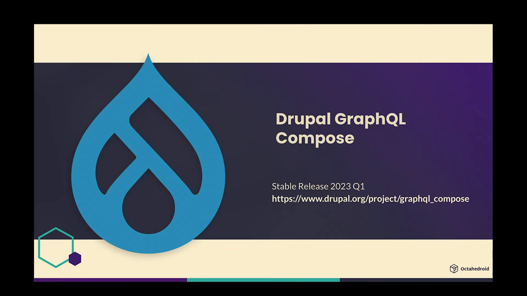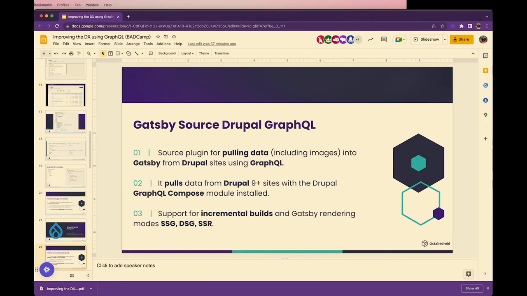And well, the module is called Drupal GraphQL Compose. A stable release hopefully is going to happen in Q1 next year. We were trying to accomplish something by the end of this year. Unfortunately, life happened, and we have some other projects and work to do, so we aren't able to allocate enough resources. If you are interested in contributing to the project, ping me, let me know.